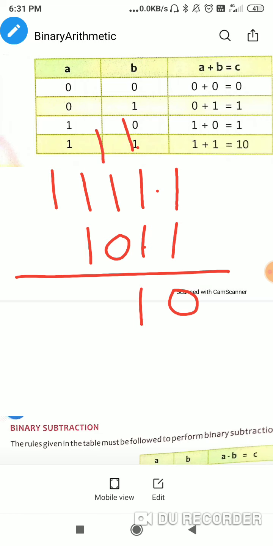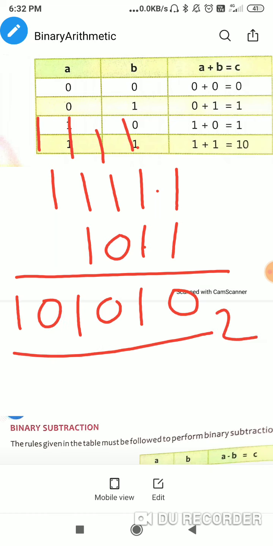Again 1 and 1. The sum of 1 and 1 is 10. So we will write here 0 and again 1 carry. Now 1, 1, 1. Three ones, sum is 1 and 1. So 1 becomes carry, and 1 and 1 is 10. Got it? So the answer will be 101010 in binary. That means the sum of these two binary numbers is equal to this.